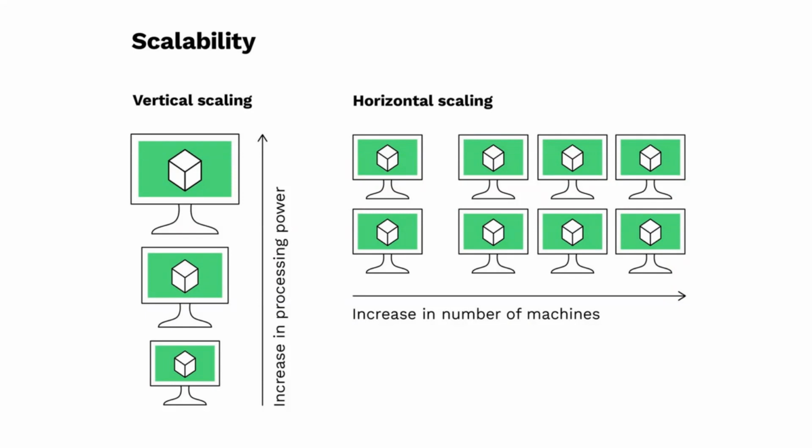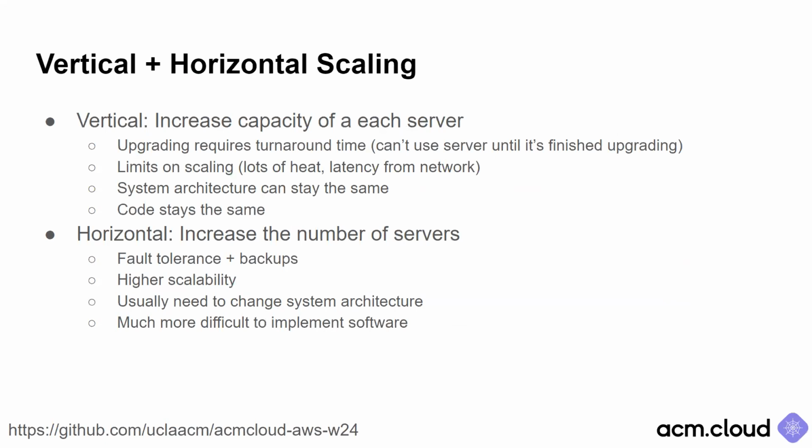Another thing you can do is just add more servers, right? So you just increase the number of nodes instead of increasing the power of each node. And that's called horizontal scaling. And so we'll go over the pros and cons of these two approaches. So yeah, vertical is increasing the capacity of each server.